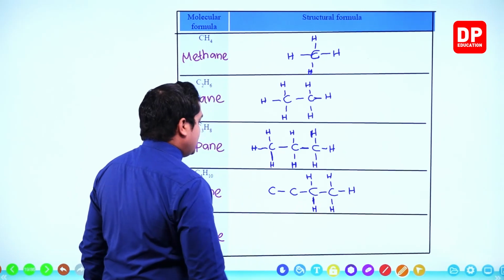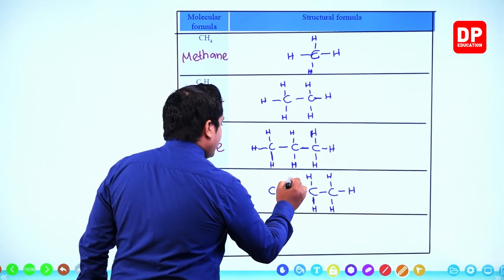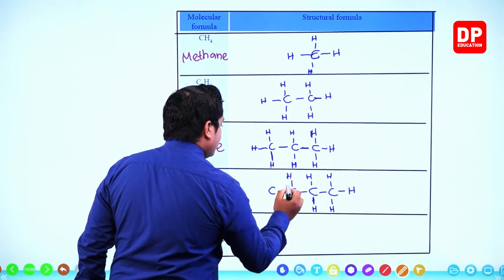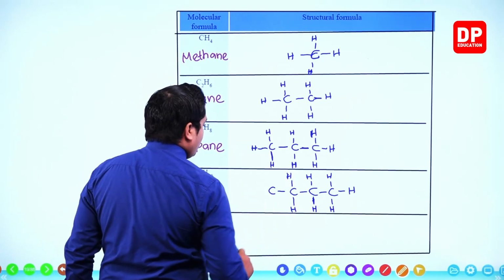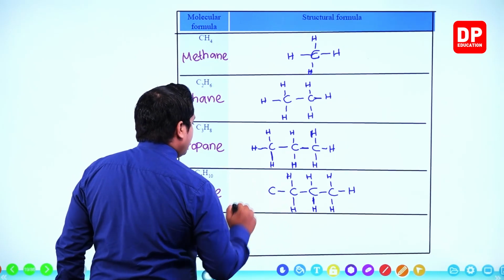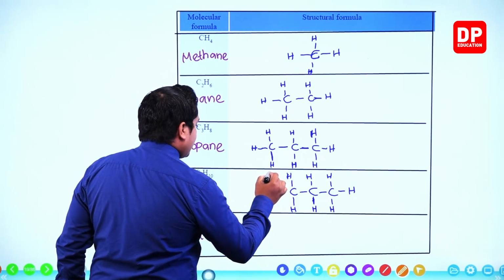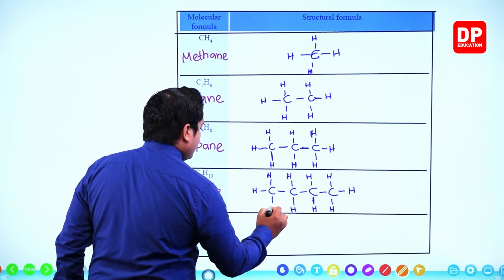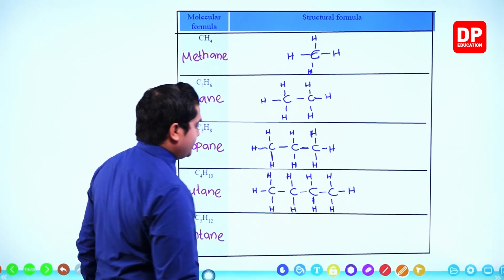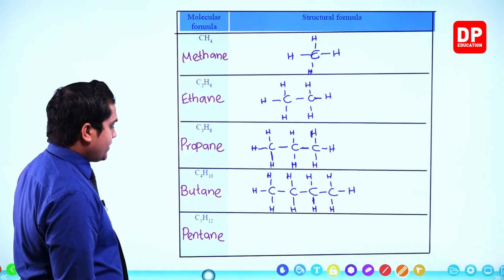Right? Here also there are 2 already. So it can create 2 more. The final one over here created only 1 with the nearby carbon atom. So it can create 3 now. 1, 2 and here we go, the third one.